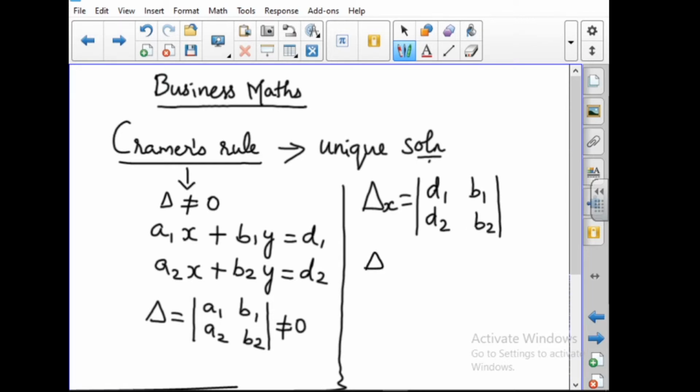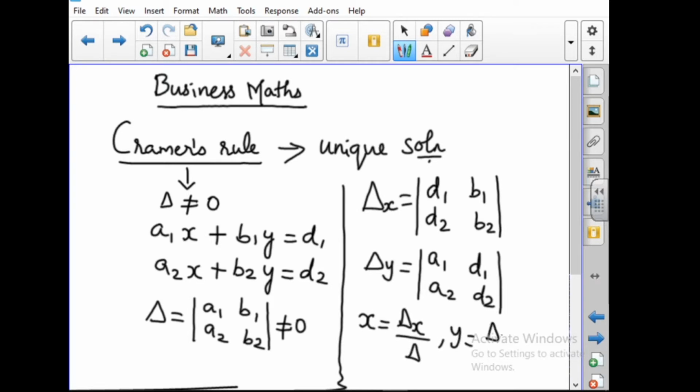Then delta y. Delta y means we have to replace the coefficient of y with the constants. So here it is a1, a2, and b1, b2 should be replaced by d1, d2. After finding delta x, delta y and delta, we can find the solution for x and y. x is nothing but delta x divided by delta, and y is nothing but delta y divided by delta. So this is for two unknowns, x and y.